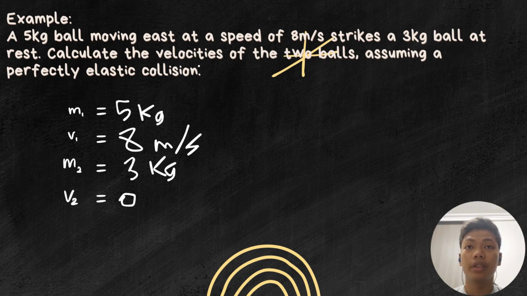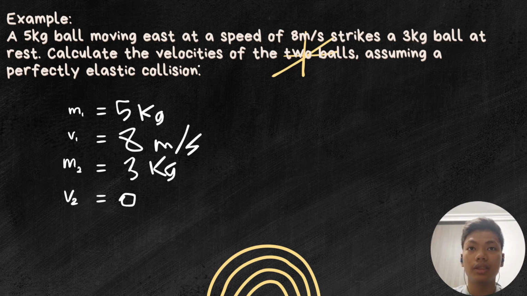Let us proceed with the example. A 5 kg ball moving east at a speed of 8 meters per second strikes a 3 kg ball at rest. Calculating the velocities of the two balls, assuming a perfectly elastic collision. So based on the problem, let us first get the known values so we can formulate our equation.